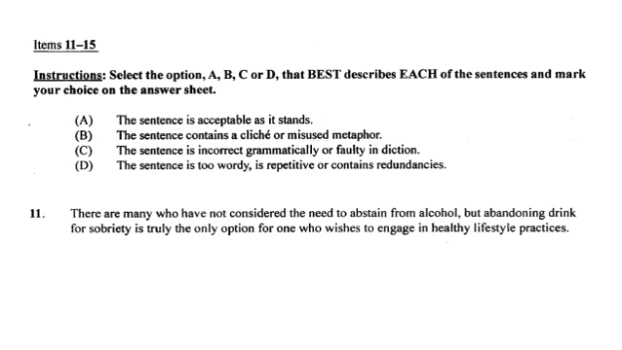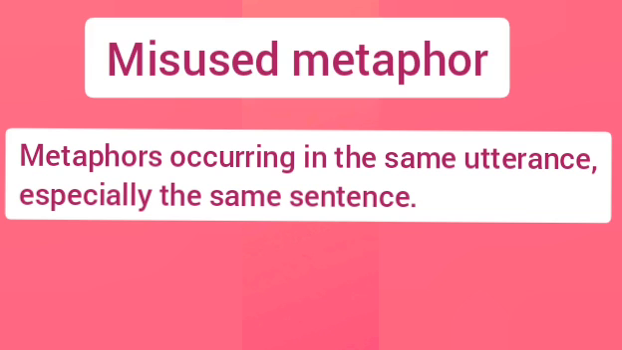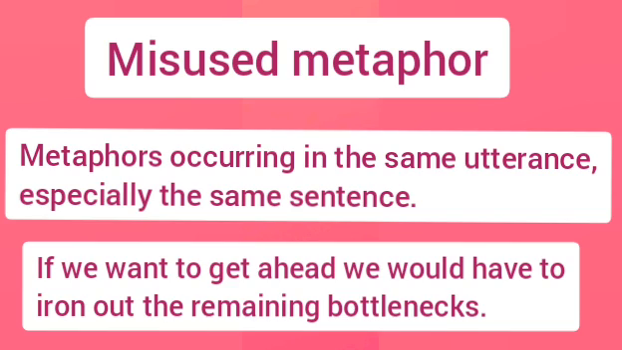Clichés are overused terms. We use them so much that they have lost their effect. Some common examples of clichés are every cloud has a silver lining, driving me crazy, light as a feather, kid in a candy store, easy as pie, take a chill pill, going bananas, cold as ice, diamond in the rough, among others. A misused metaphor is also called a mixed metaphor. An example of a mixed metaphor is found in this sentence. If we want to get ahead, we would have to iron out the remaining bottlenecks.